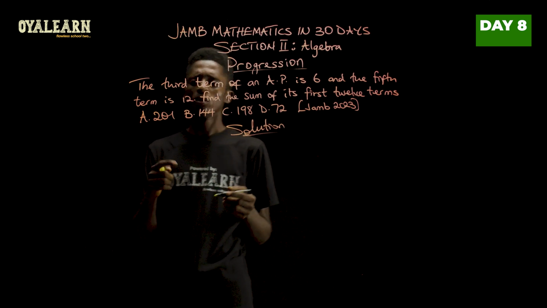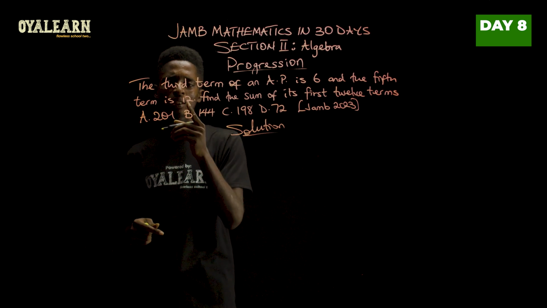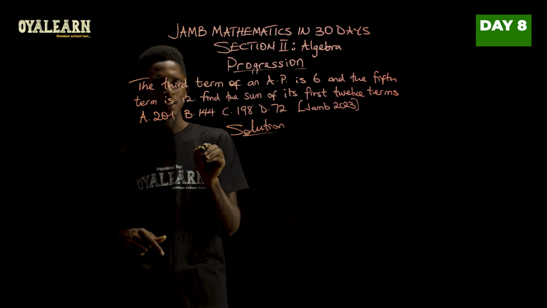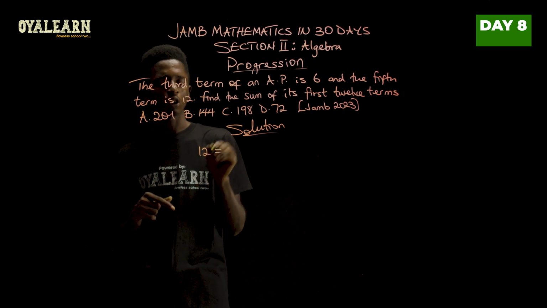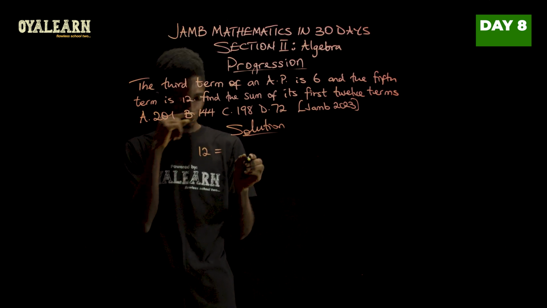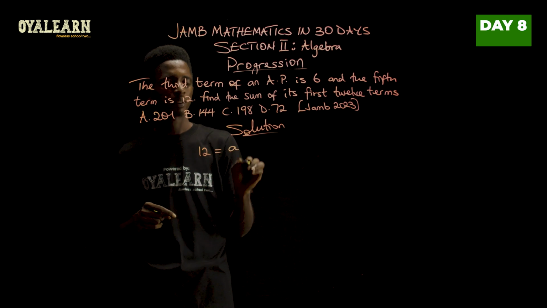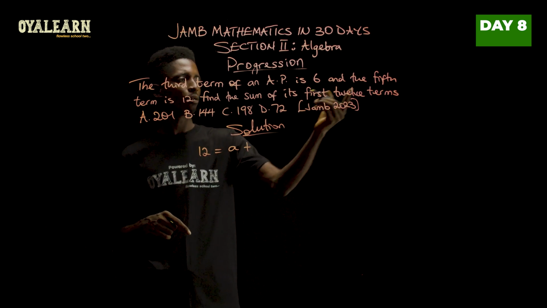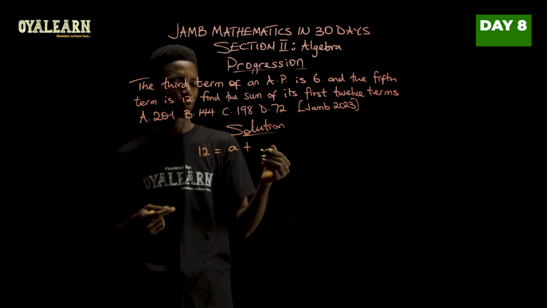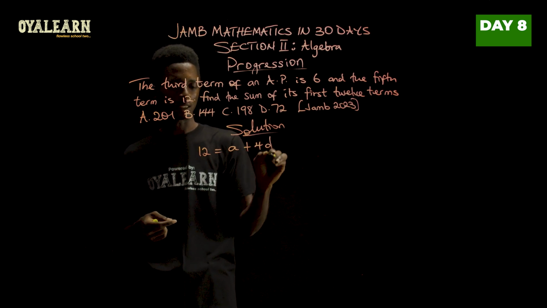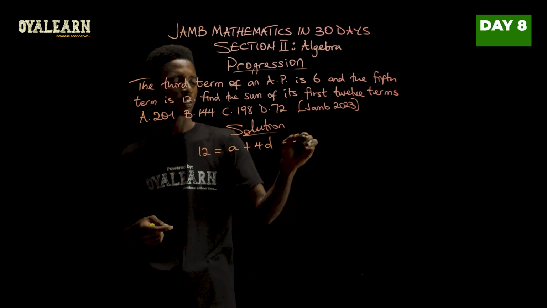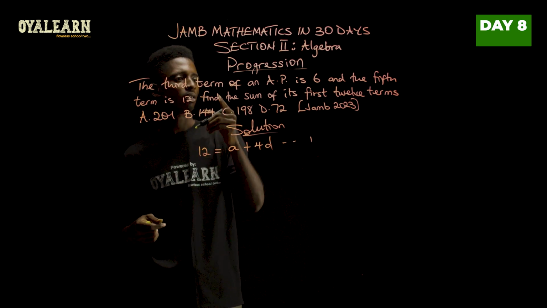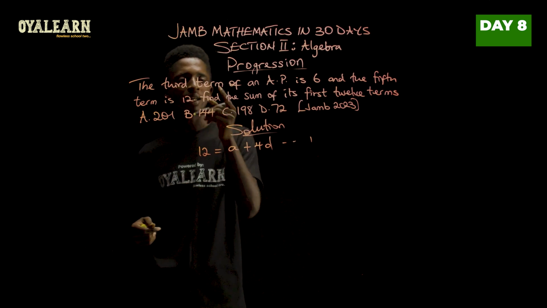So now, working with the fifth term, which is 12, ought to equal the first term A plus n minus 1 d. Now, n here will be 5, and 5 minus 1 is 4, so 4D. Now, if we call this equation 1, we can apply the same thing now for the third term.